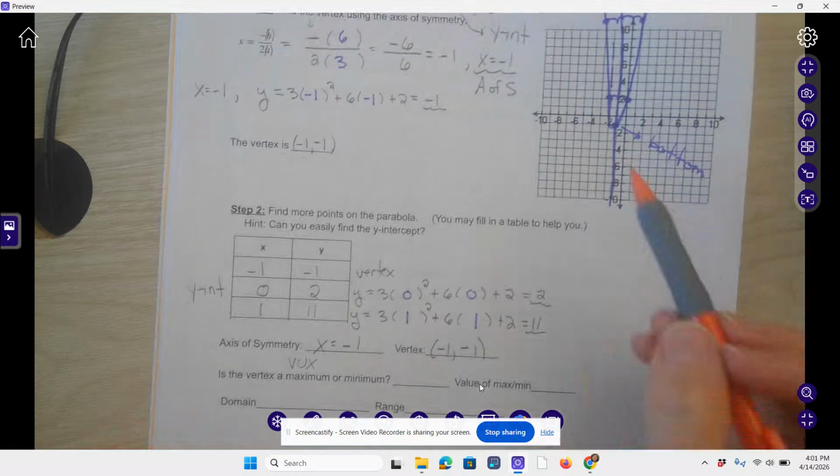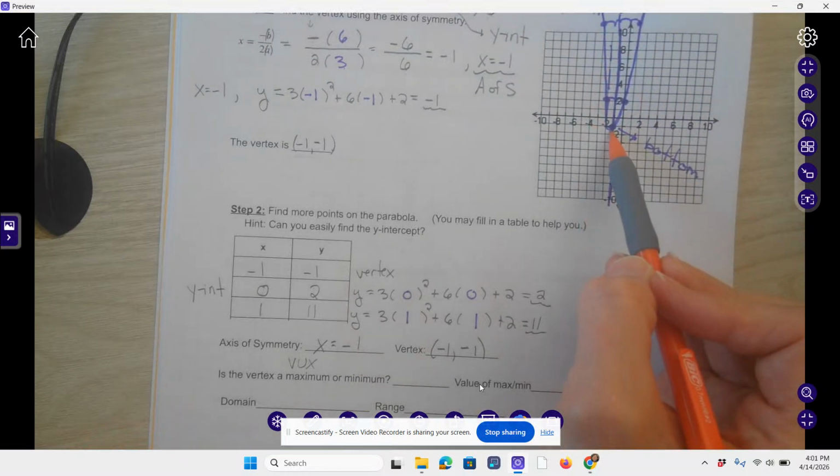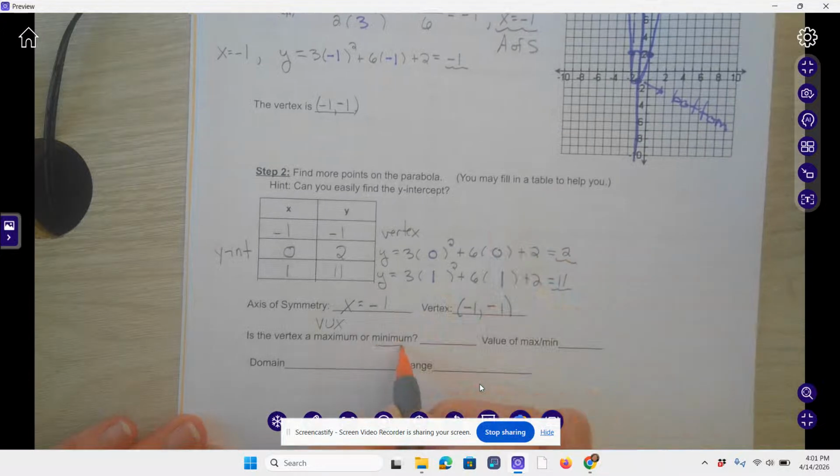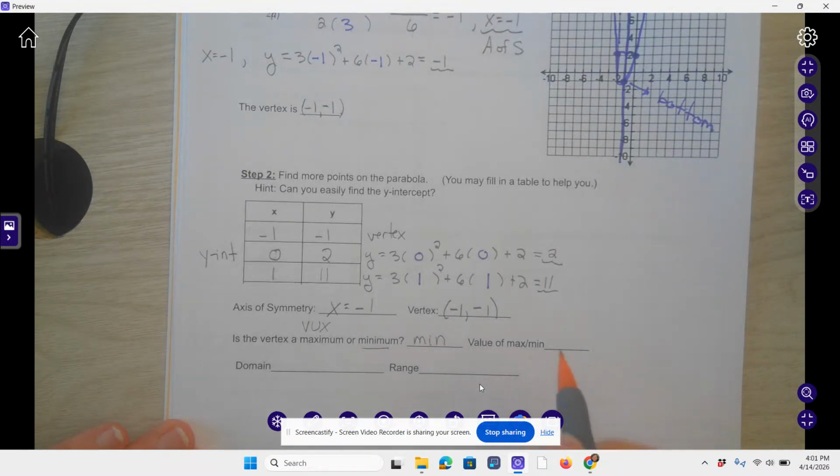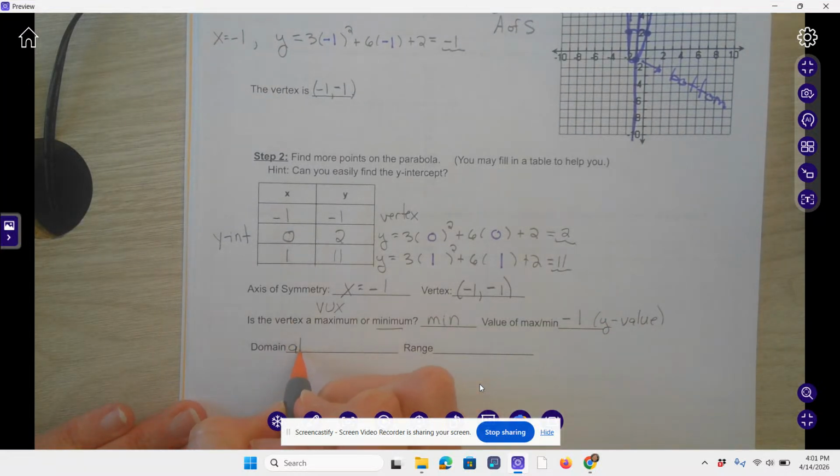When I look at this graph, this is the bottom of my parabola, or the bottom of a roller coaster, which means it's a minimum. And where is the bottom? It's at -1. So the bottom or the top will always be the y value of your vertex. So this is the y value. It's a little confusing on this problem because our x and y are both -1. But when you are identifying the bottom or top, or the max or min, you always want to use a y value. Domain, you know, is always all real numbers.